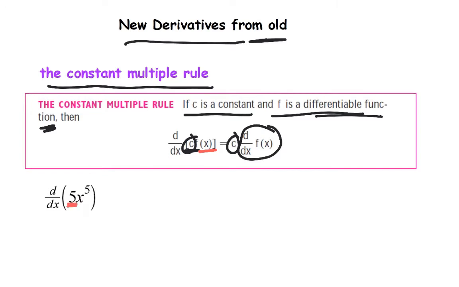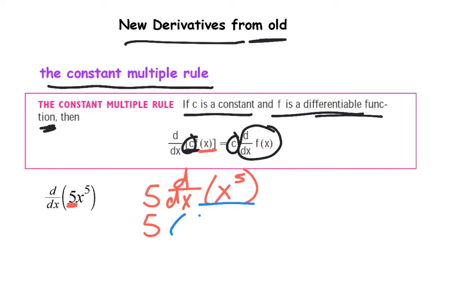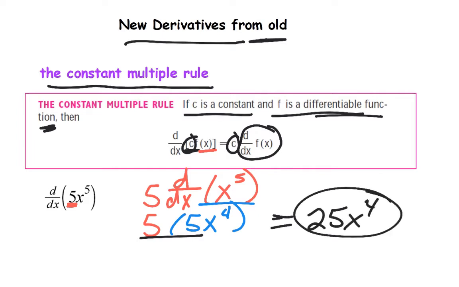So right here, the 5 is the constant, so I'm going to bring it out. And then I can differentiate the x to the 5th. So bringing down the 5, the derivative of x to the 5th is going to be 5x to the 4th. And then we just use some simple algebra and multiply 5 times 5, 25x to the 4th. That's the derivative. So that's the constant multiple rule.